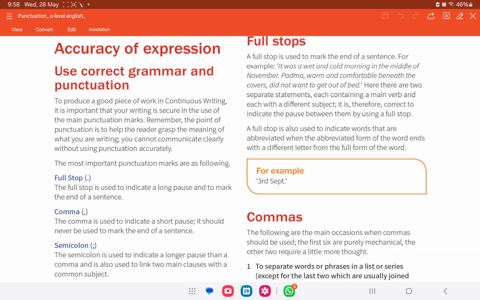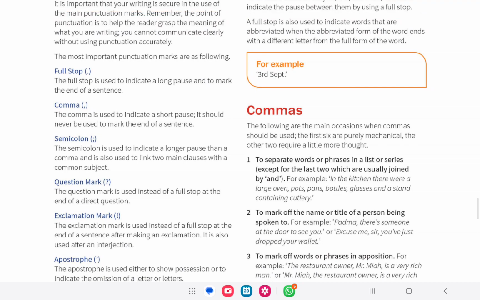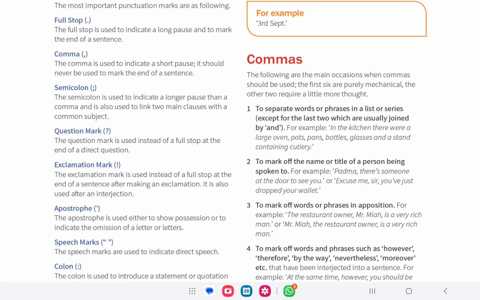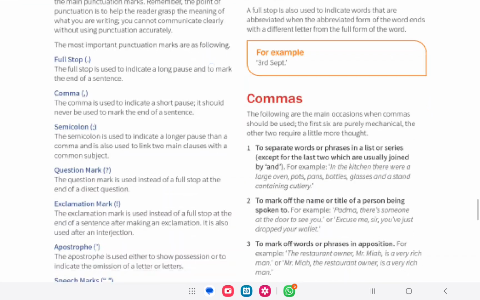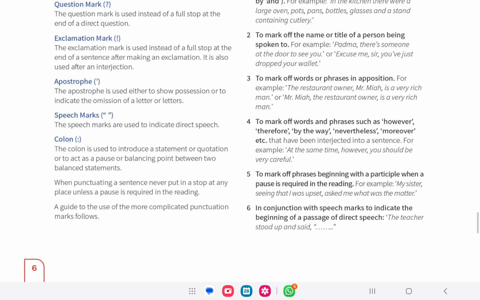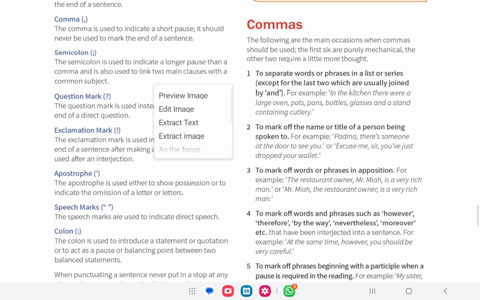Now in accuracy of expression, in this series we are going to discuss all these three things. We'll be discussing spelling, we'll be discussing grammar, but now, after the last two videos, we are discussing punctuation. In punctuation, the most important punctuation marks are as follows. I hope you remember all those. We have full stop, comma, semicolon, question mark, exclamation mark, apostrophe, speech marks, colon. How many of them are there? 1 2 3 4, these are 8 actually.